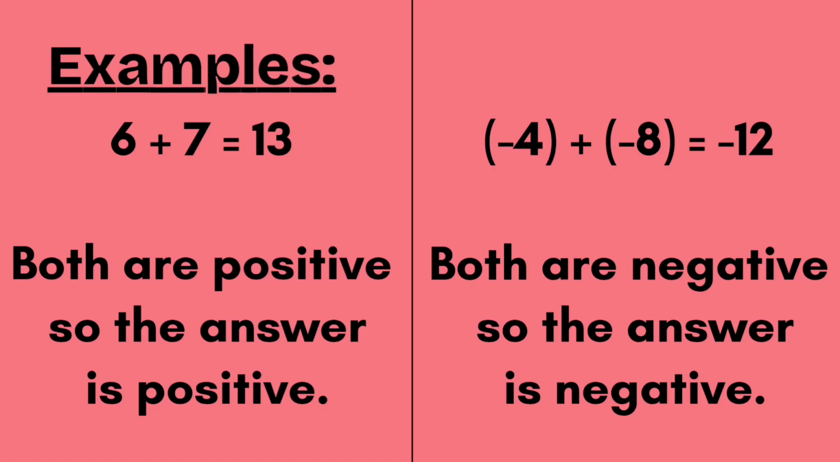Here are two examples. 6 plus 7 is 13. Both are positive, so the answer is positive. The second example, -4 plus -8 equals -12. These are both negative, so the answer is negative.